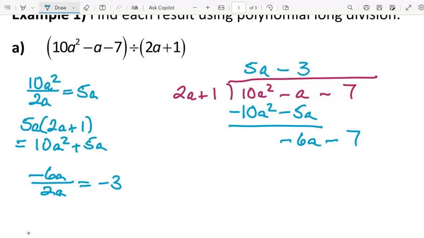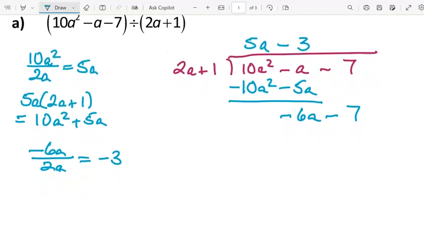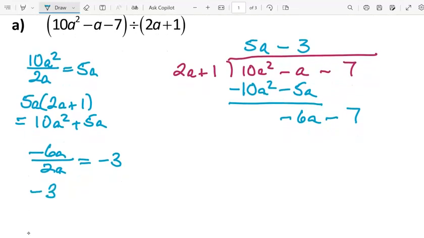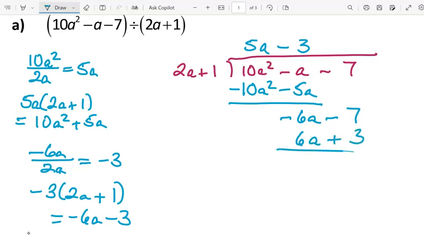I'm going to place that negative 3 up there above, and now we're going to multiply that negative 3 by the entire divisor. So negative 3 times 2a plus 1 is negative 6a minus 3. Now I'm going to place that beneath the negative 6a minus 7, but I'm going to change the signs. So that'll change to positive 6a plus 3, and now add. And negative 6a plus 6a is 0. Negative 7 plus 3 is negative 4.